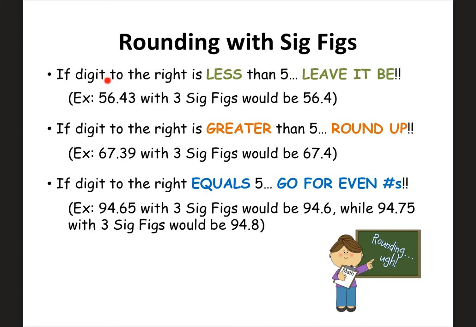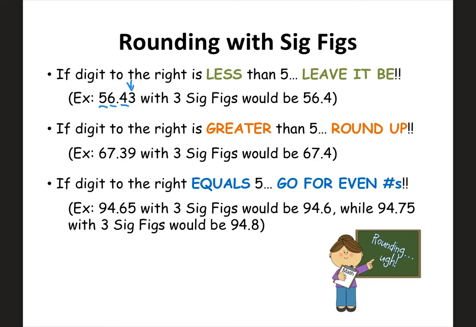For example, if you had the number 56.43 and you know that you needed 3 sig figs. Again, I'll show you how you know how many sig figs you need in a second. But for right now, let's just say you needed 3 sig figs. So you immediately know the 5, the 6, and the 4 left to right are your 3 sig figs. So you look to the number to the right. It's a 3. Because that's less than 5, you just leave your 56.4 where it's at, and your answer would just be 56.4.